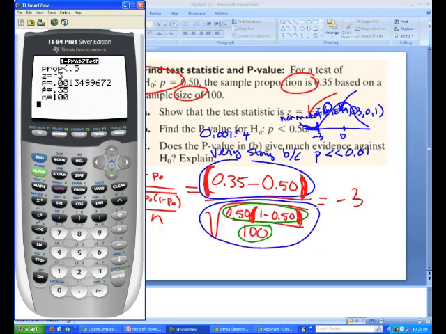Any questions? I got P hat, but I got different things with P. Okay, it's probably because you don't have less than right here. Oh, well, yeah. So, go back in and change it to less than and hit enter. Any other questions? Okay.